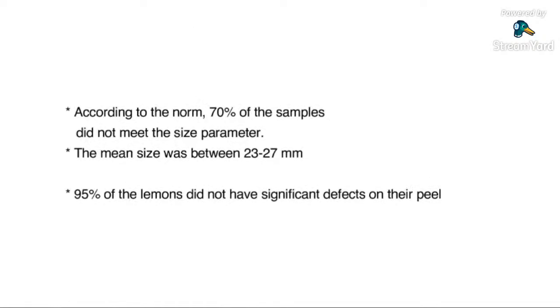NMX-FF-077-1996. According to the previous evaluation, 70% of the lemons tested met the color aspect, while the mean size of these lemons was between 23 and 27 millimeters. This size does not meet the size parameter, and 95% of the lemons did not have significant defects on their peel.